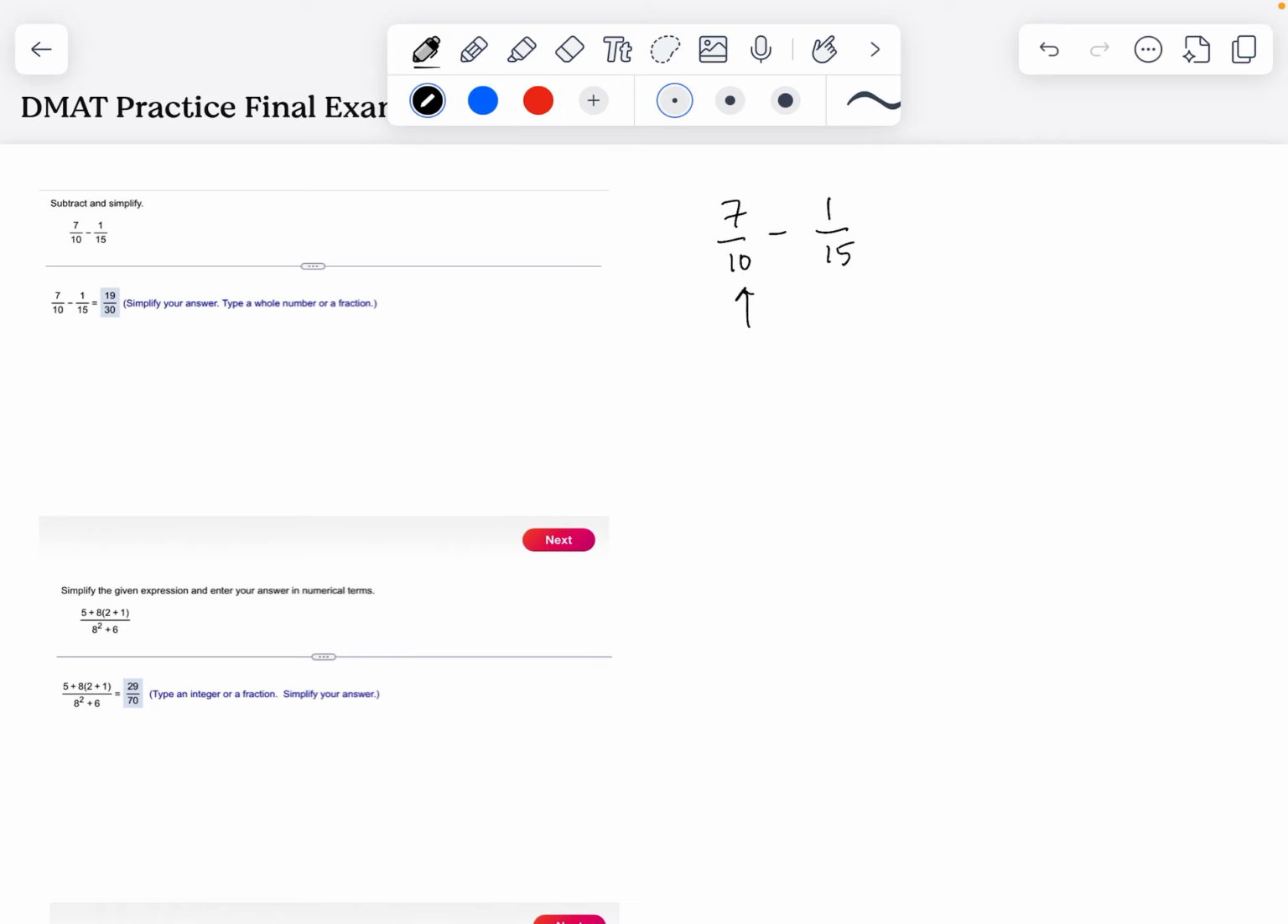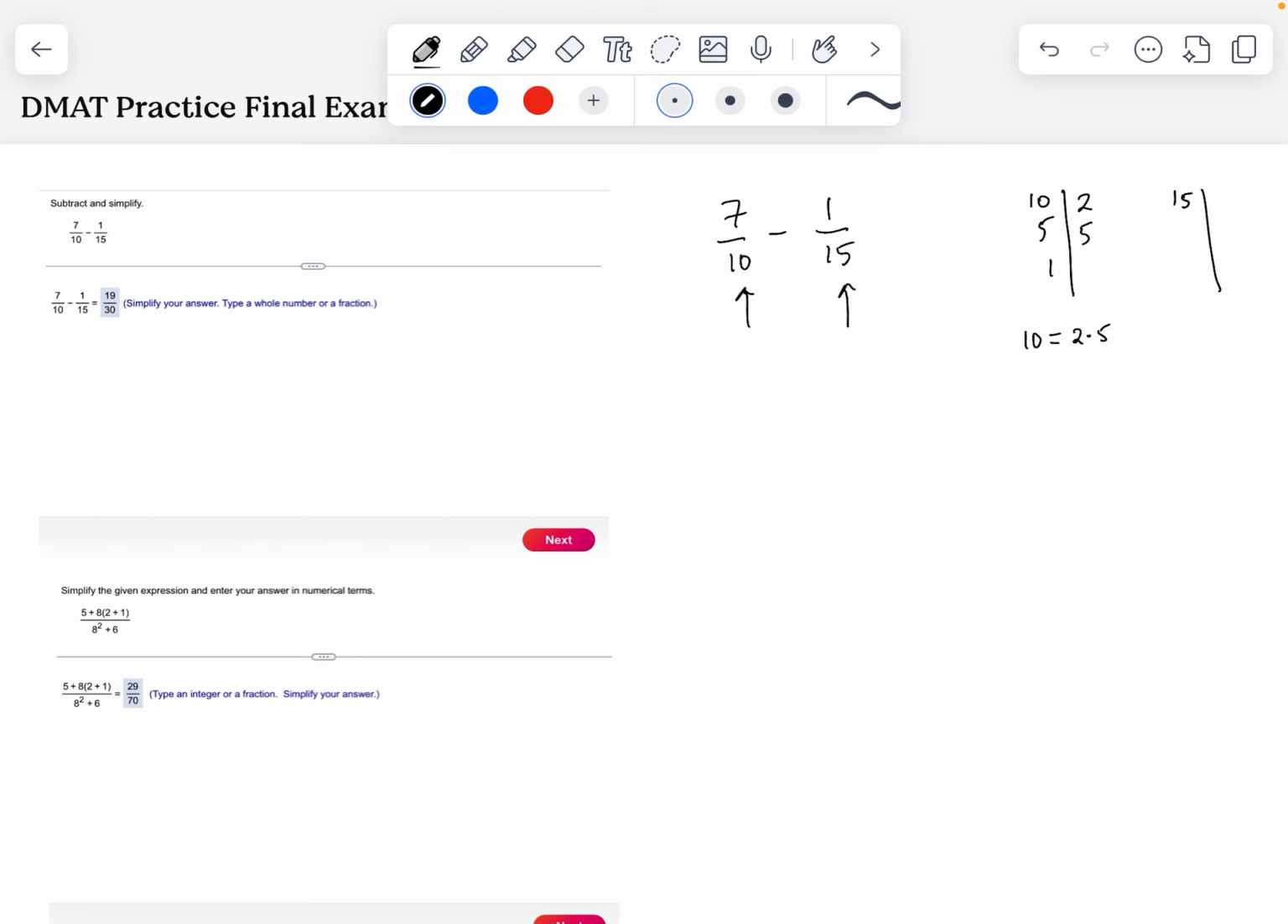So the first fraction, the denominator is 10. The second one, the denominator is 15. So if I have to break it into single numbers or prime numbers, if I go with 10, the prime factors of 10 would be 2, 5, and 5, then 1. So 10 can be rewritten as 2 times 5.